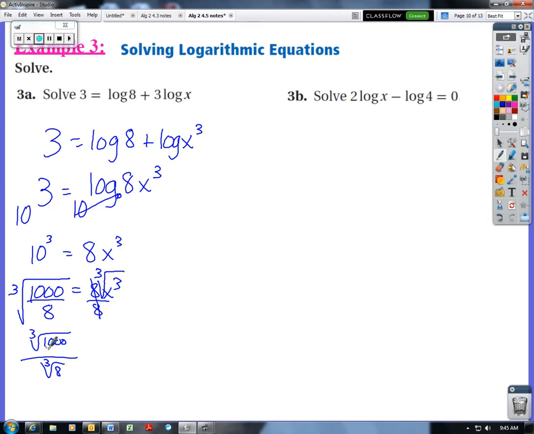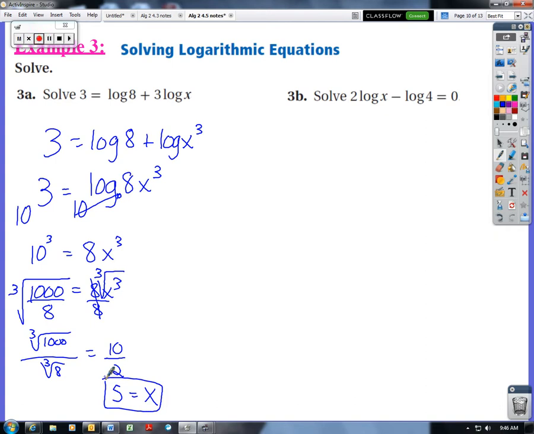What number do I multiply by itself 3 times to get 1,000? The answer is 10. What's the cube root of 8? 2. 2 times 2 times 2 is 8. 10 divided by 2 is 5. That equals x. When you take the cube root or the fifth root or any odd root, you don't do the plus or minus. So we just have x equals 5.